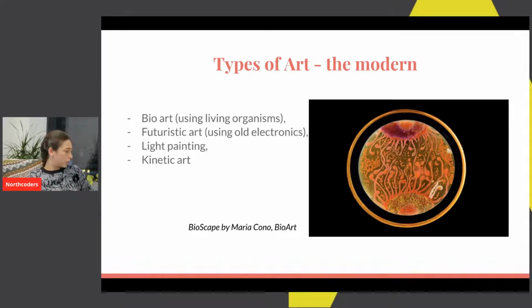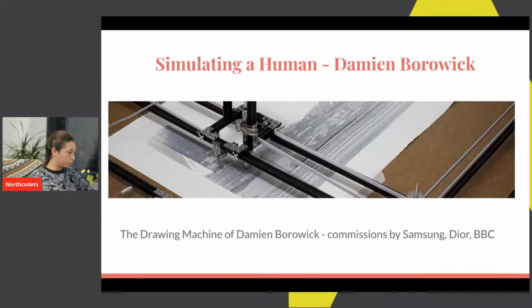I also wanted to highlight futuristic art, which centers around specifically recycling old electronics and machinery, as well as light painting and kinetic art, which specifically focus on moving installations. So it's not something passive like a painting where you go and look at it and it's pretty much the same from every angle. Depending on the angle that you take, the artwork itself might move.